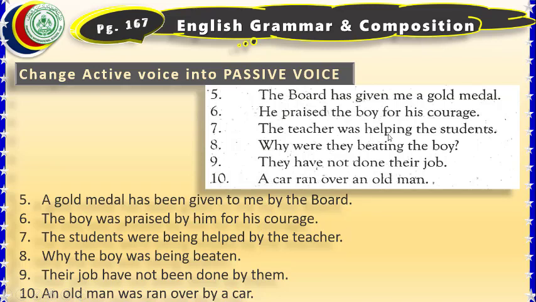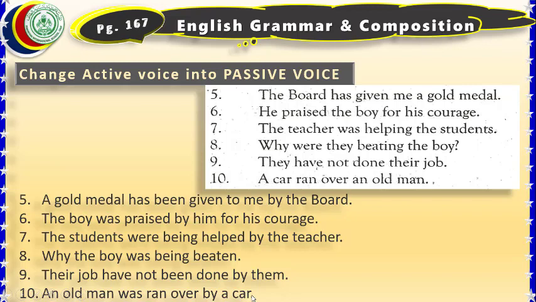The teacher was helping the students. The students were being helped by the teacher. Why were they beating the boy? Why was the boy being beaten? They have not done their job. Their job has not been done by them. A car ran over an old man. An old man was run over by a car.